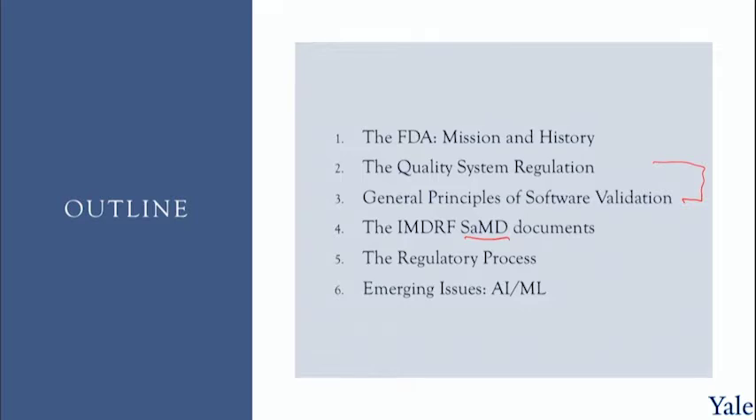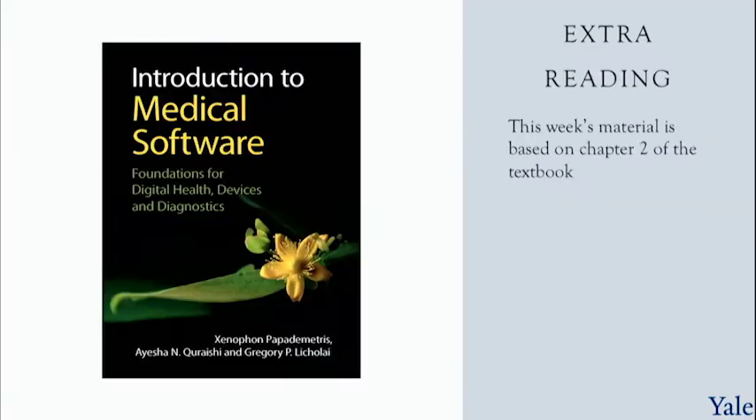In the last 2 segments, we'll do a quick overview of the regulatory process, and we'll talk a little bit about emerging issues in artificial intelligence and machine learning. Again, we'll pick up the thread on those in week 11 when we revisit this topic. And as we'll mention every week, in this class we follow the textbook, and the material for this week is based on chapter 2 of the textbook shown here.